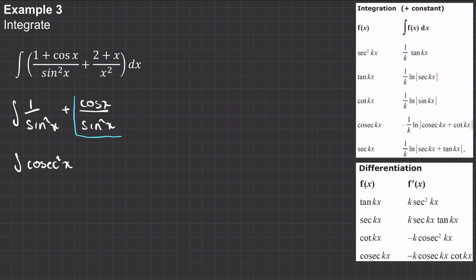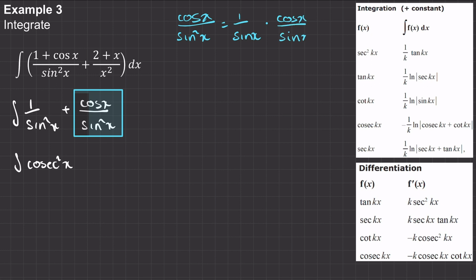I'll put a little box around the next part, and I'll work this out separately over here. So cos x over sine squared x is the same as 1 over sine x multiplied by cos x over sine x. 1 over sine x is the same as cosec x, and cos x over sine x is the same as cot x. So now we'll add this integral back into our question, and it's the integral of cosec x cot x.